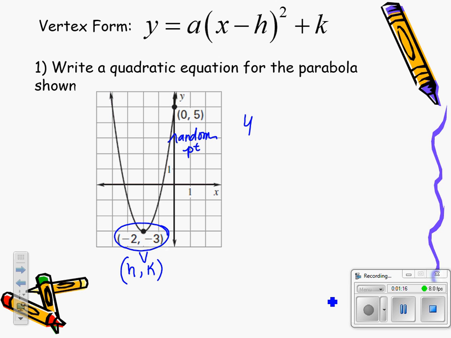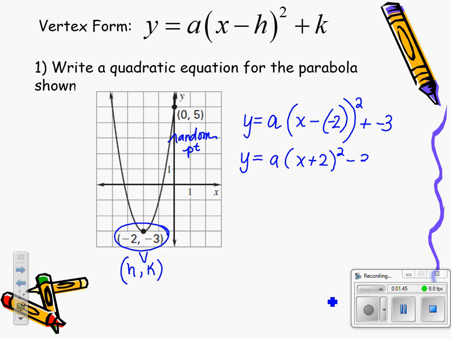So I'm going to say y is equal to, I don't know what a is. A is unfamiliar to me. I don't know what x is, but I do know what h is. h is negative 2. So if h is negative 2, I want to do the opposite of negative 2, or say x plus 2 squared, plus my k, which is negative 3. So then I'm going to rewrite this as y equals a(x plus 2) squared minus 3. We're one step closer to the equation, but not quite there.